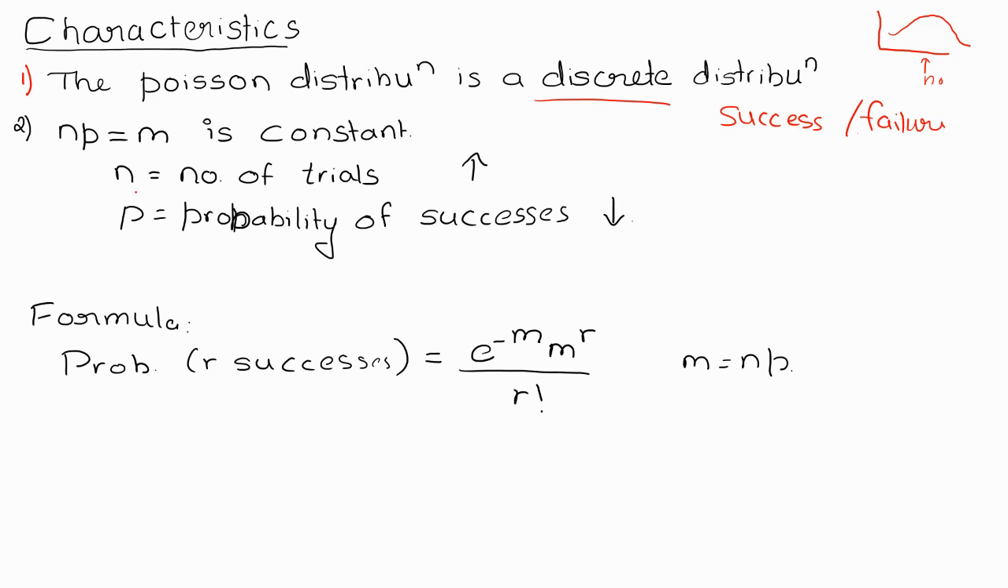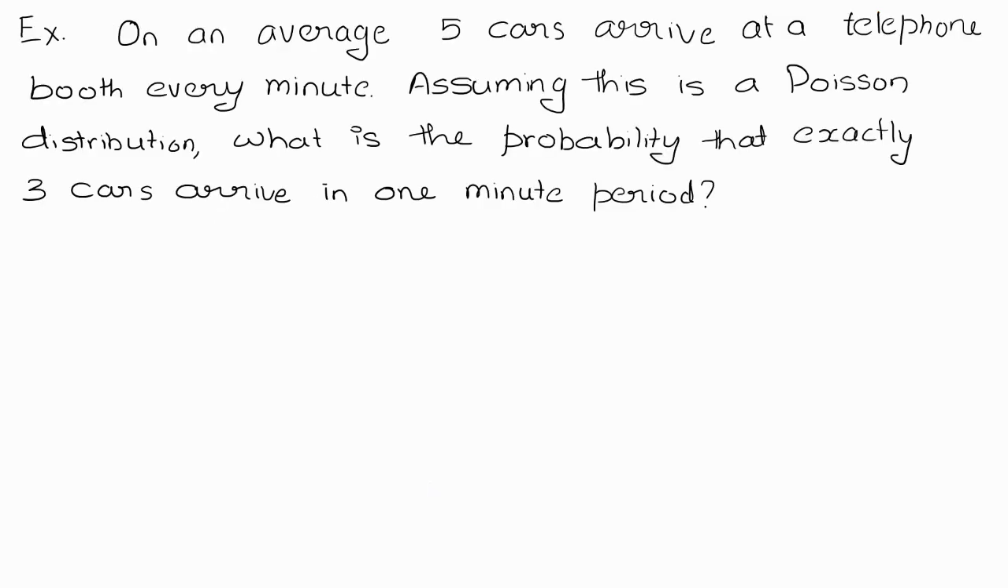The second characteristic is that np equals m, and this will be constant throughout the problem for one experiment. The number of trials will be the same, the probability will be the same, which means np, that is m, will be the same. And this is the formula which we will be using. Let us be clear with this with an example.